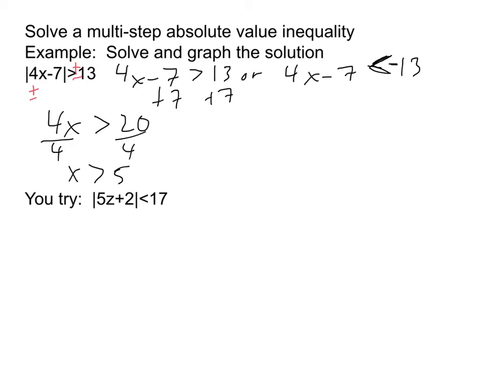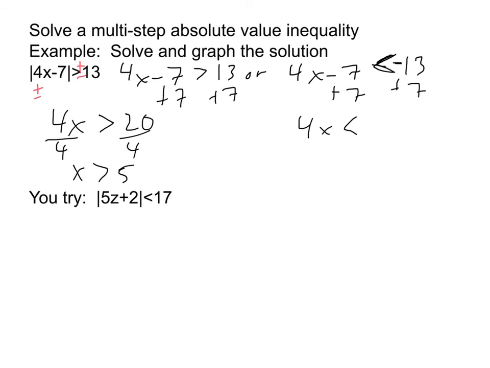On this side, same thing, add 7. 4x is less than, what would that be, negative 6. Divide by 4, x is less than negative 3 over 2, or negative 1.5.